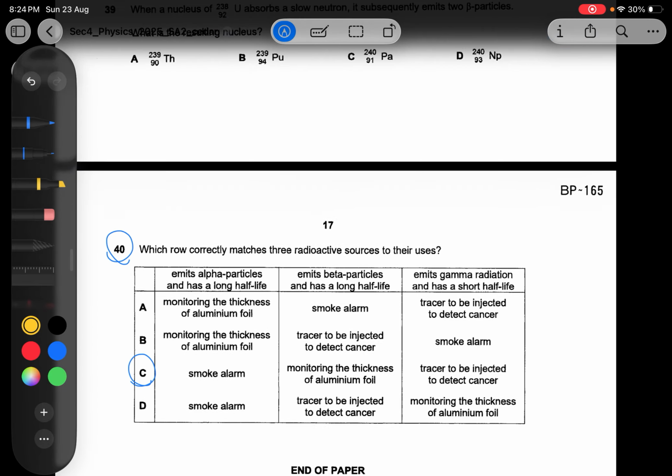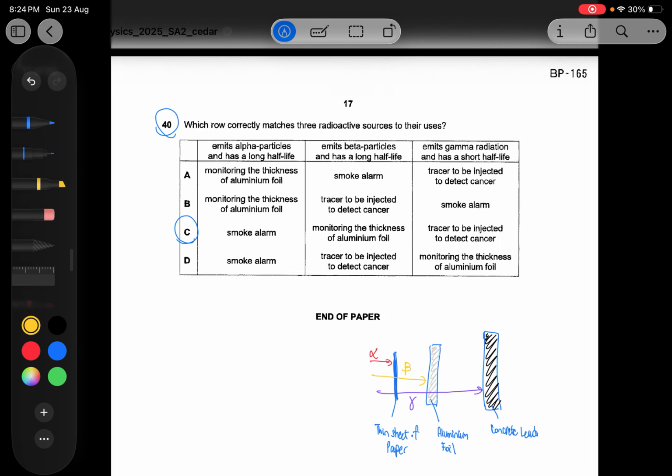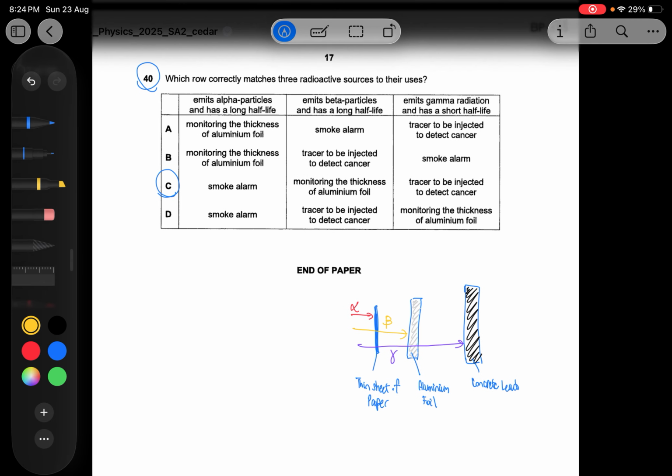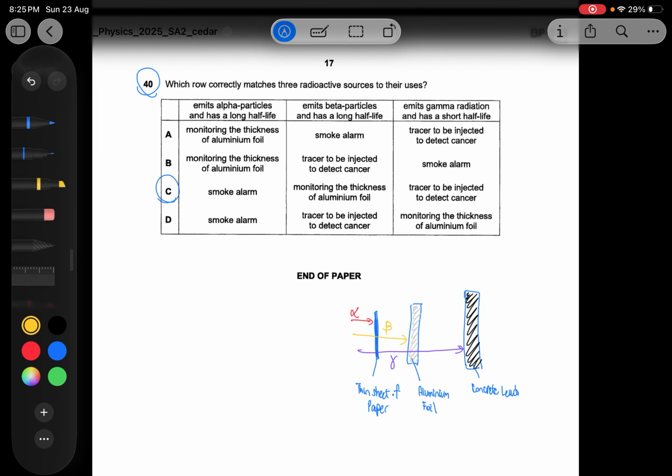Question 40. This one, just go and memorize the answer. I've drawn a small diagram over here. I think it's quite easy to remember. Alpha particles cannot pass through the thin sheet of paper. I've drawn it clearly for you. Beta particles can pass through the thin sheet of paper but cannot pass through the aluminium foil, so they get stopped there. Gamma rays can pass through the thin sheet of paper and aluminium foil, but they cannot pass through the concrete.